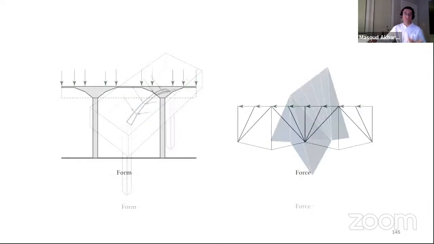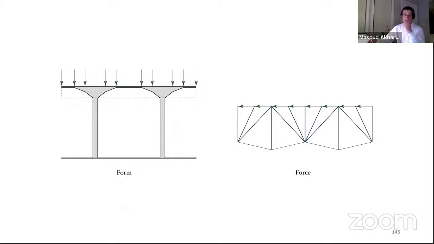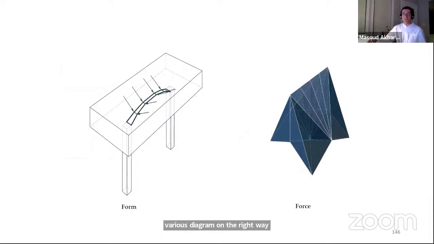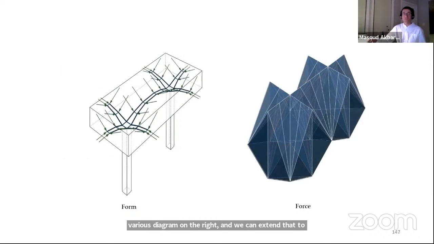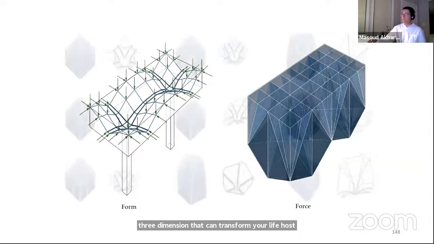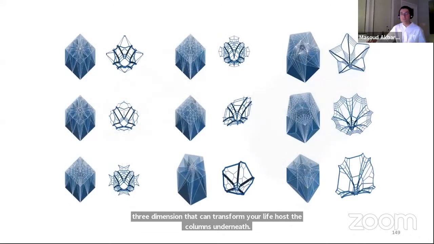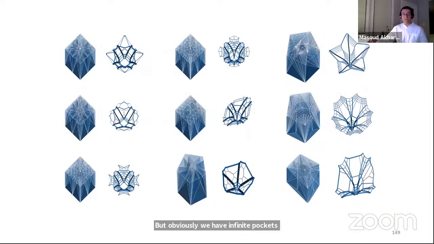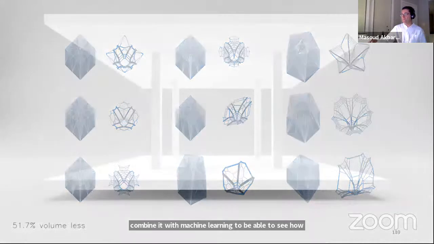And in 2D, obviously the force diagram can be represented by this diagram on the right. And we can extend the method to 3D and develop a force distribution in 3D that can transfer the applied force to the columns underneath. But obviously we have infinite possibilities to design this force distribution. And the idea was to basically explore some of those and combine it with machine learning to see how powerful the design tool can be.